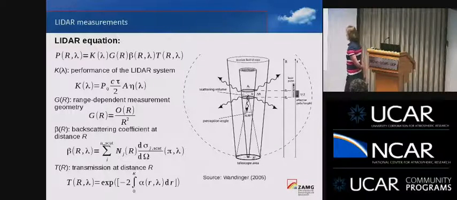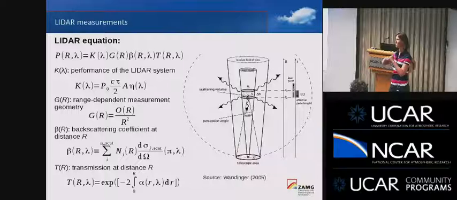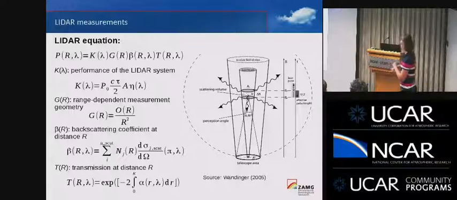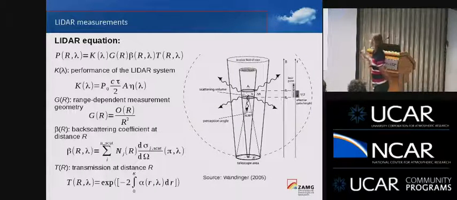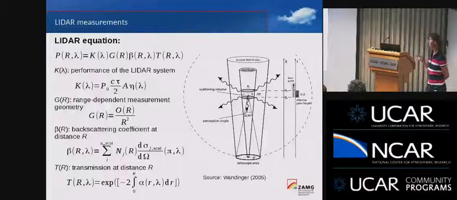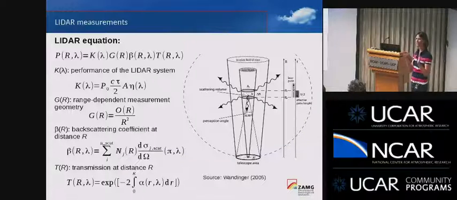It depends on alpha. Alpha is the extinction coefficient. So it tells you how much light is lost on the way to the scattering volume and also back from the scattering volume. So the things we would like to model are this beta, the backscattering coefficient, and the extinction coefficient or the transmission. If you combine these two factors, so the combination of beta and T, these two, is the attenuated backscatter signal. This is a level 1B parameter, and beta and T are both level 2 parameters, which we are going to model further on.